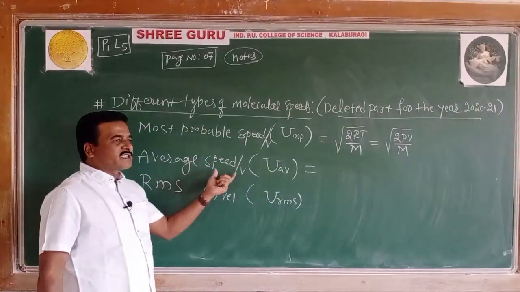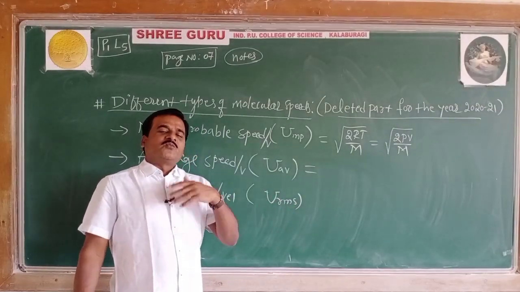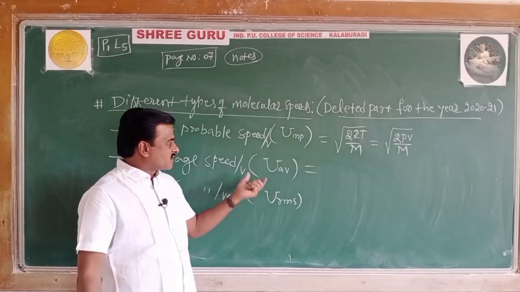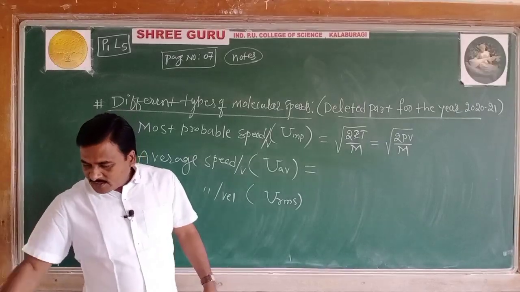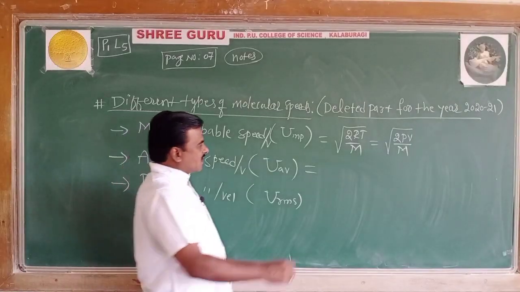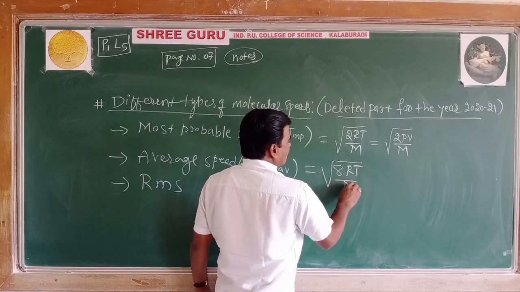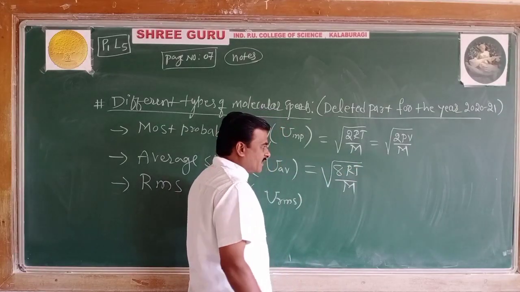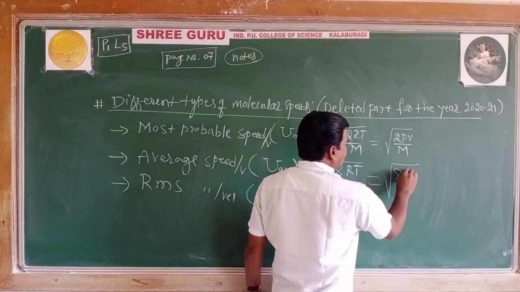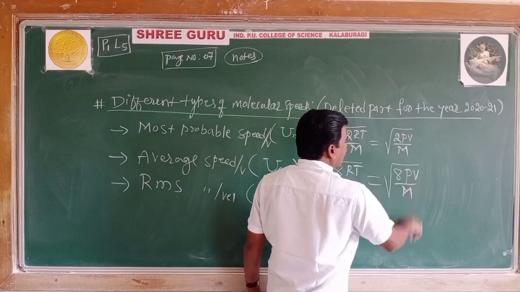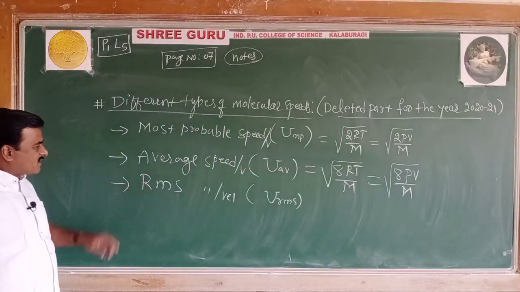Then what is this average speed? The word itself says average. The average of speeds of molecules of gas at a given temperature is called average velocity, and it is calculated using the formula under root of 8RT by M. Since PV equals RT, the same equation can be written as 8PV by M.